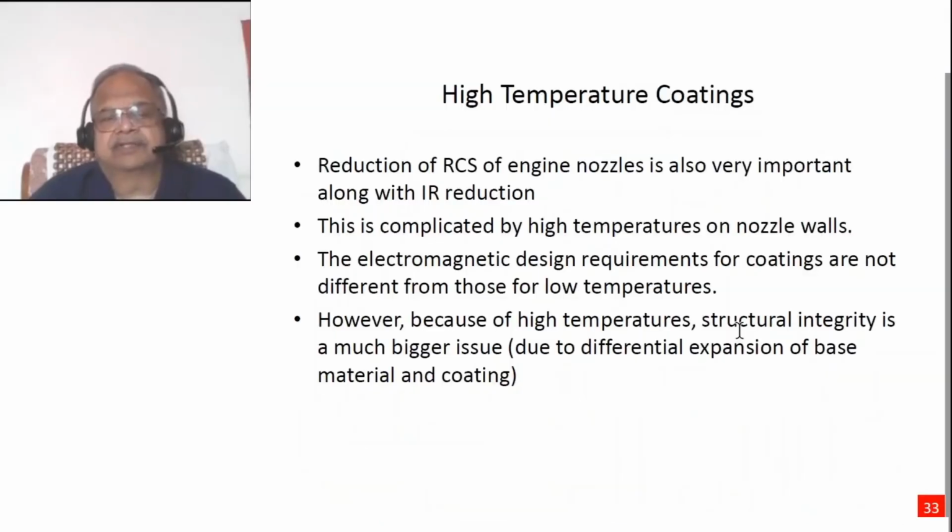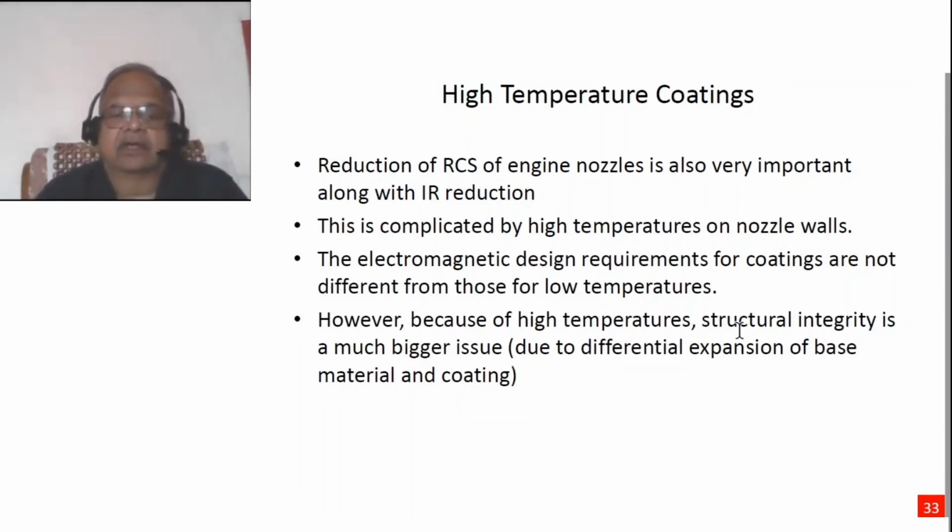The other part is the radar illumination of the rear part of the aircraft, and that is where we have engine nozzles. While of course for engine nozzles the major issue for the observable is the infrared reduction, one needs to attend to radar cross section also. The problem is that you can coat the nozzle walls with these radar absorbing paints, but because of the very high temperatures which nozzle walls are subjected to when the engine is running, there are issues with the adhesion of the coatings.